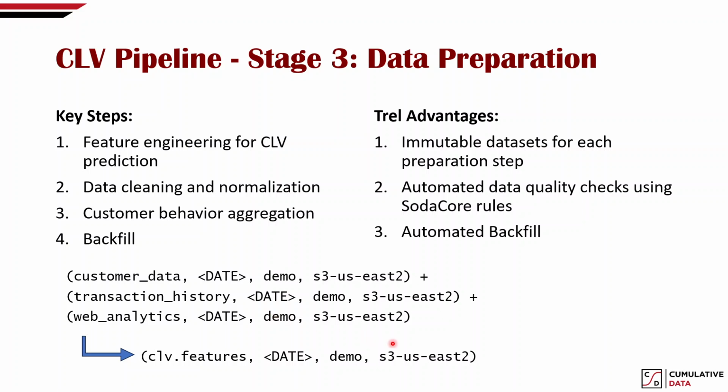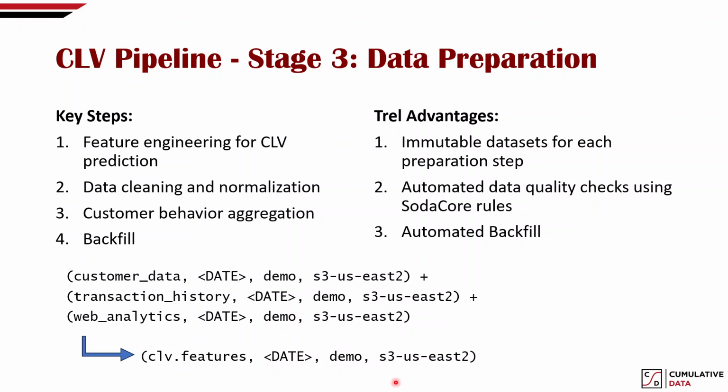Trel uses its catalog to verify the input state readiness before triggering a job, because some of this data may be in an incomplete state and they would not trigger this job. Only when it becomes fully created and validated by any data validation rule do the downstream jobs such as clv.features get triggered.